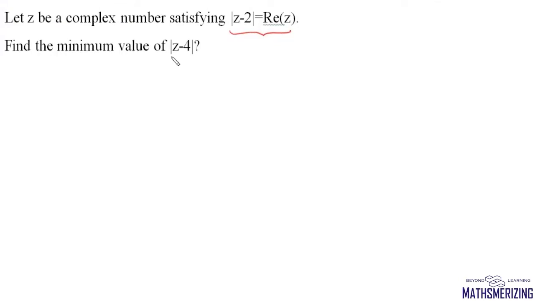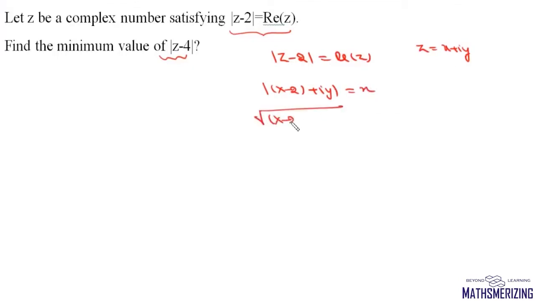Then we'll need to find the minimum value of |z - 4|. Now we are given that |z - 2| is equal to the real part of z. So we'll take z as x + iy. Now we can write this as |(x - 2) + iy|, and the real part of z is simply x. So it will be under root of (x - 2)² + y² equals x.